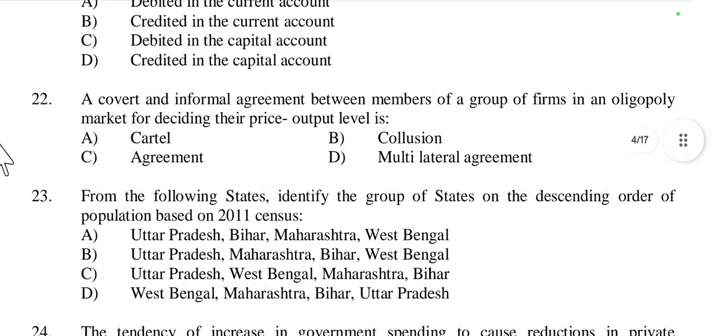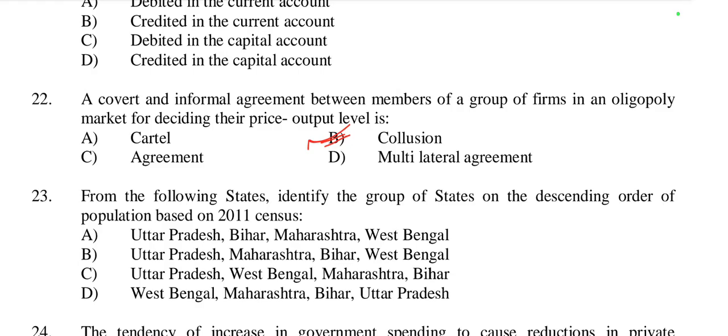Then question number 22, a covert and informal agreement between members of a group of firms in an oligopoly market for deciding their price and output level is called cartel, collusion, agreement, or multilateral agreement. It is called collusion, because collusion refers to a covert or informal agreement among firms in an oligopoly to coordinate their pricing and output levels to maximize their collective profit. So this practice is often illegal as it undermines competition.